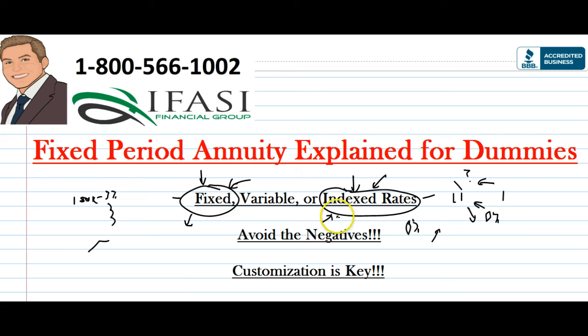Same thing with the index. It's going to play with that same sort of mindset. The variable is going to be more of that risky mindset. So just try to break down these things in a simplistic manner and make sure that you're avoiding the negatives at all costs. And customization is key.